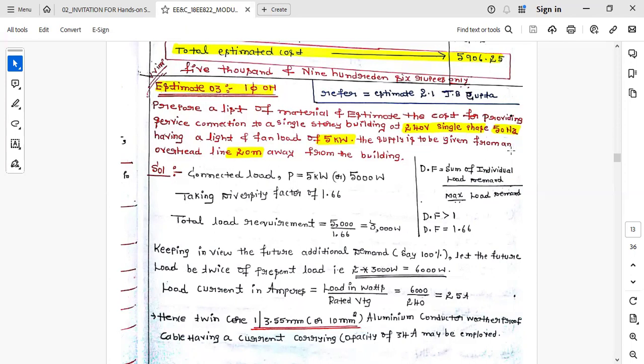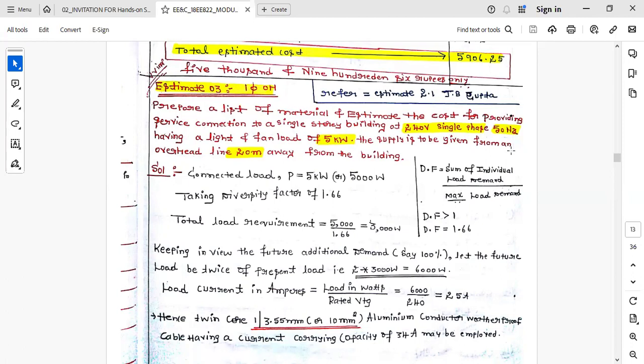Keeping the factor of safety in consideration, that is nothing but 2 into 3000 is equal to 6000. What do you mean by this factor of safety? I already explained those things in the previous problems, but let's understand again. Keeping in view the future additional demand, say 100%, now 3000 is the 100%. For another 100%, plus 3000, that is 6000. Let the future load be twice the present load. So the factor of safety is 2 into 3000, that is 6000 watts.